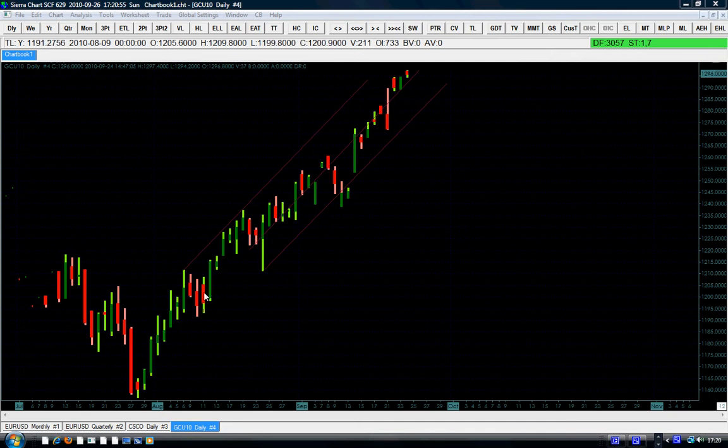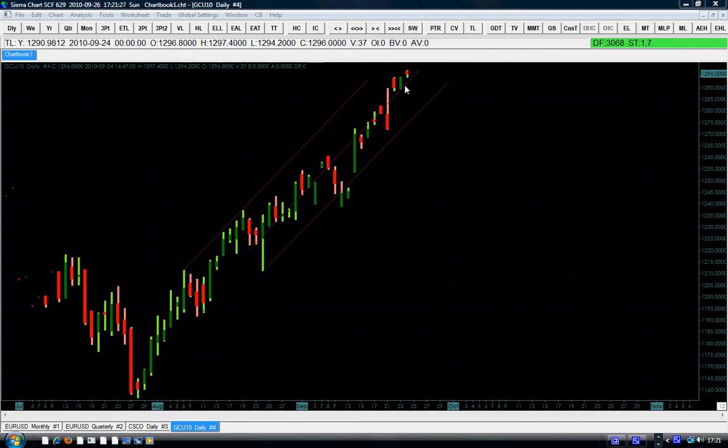The chart here is the daily chart of gold, the precious metal. I want to show you only this section, from August 2007 all the way to today, and the gold was flying, as you can see in this channel here.